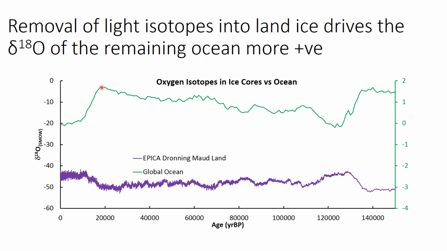Right. So hopefully this has helped explain some stuff about how we can get big isotope fractionations between water and ice sheets, and also how those continental storage of isotopes during glacial periods can change the composition of the remaining ocean.